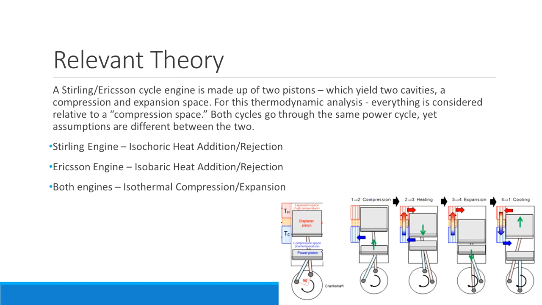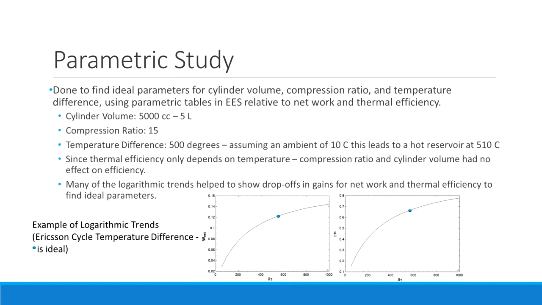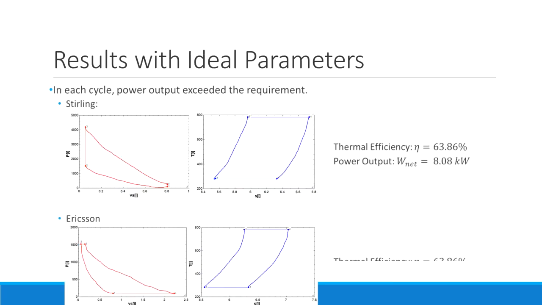case. So we did a parametric study in EES to find ideal parameters to run the engine at, and we came up with 5,000 cc or 5 liters for the cylinder size, a compression ratio of 15, and a temperature difference of 500 degrees. Since thermal efficiency only depends on temperature, compression ratio and cylinder volume had no effect on efficiency, but we looked at the net work change. Many of the logarithmic trends help to show drop-offs and gains for the net work and thermal efficiency, and these were used to find ideal parameters.